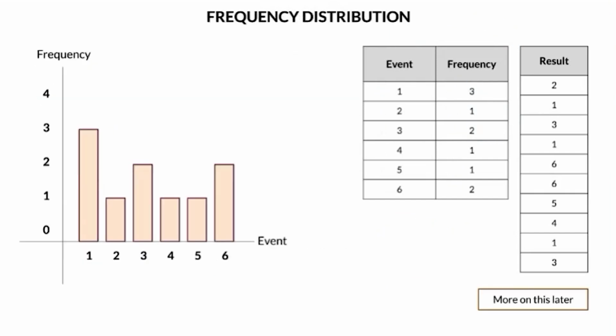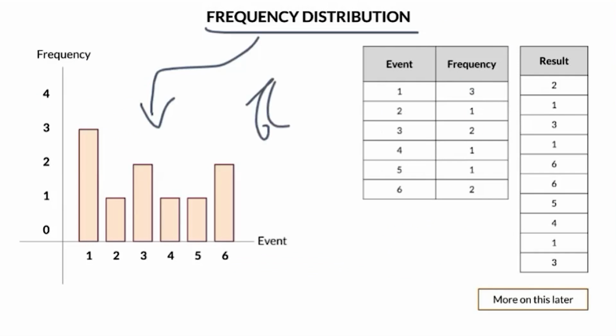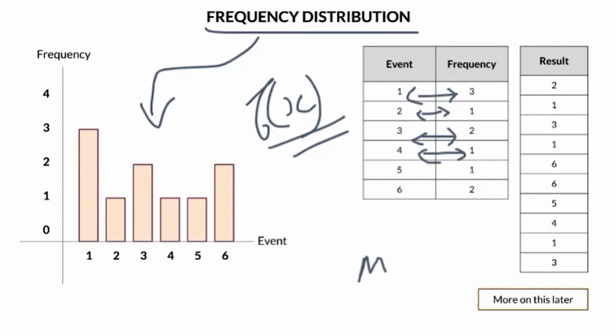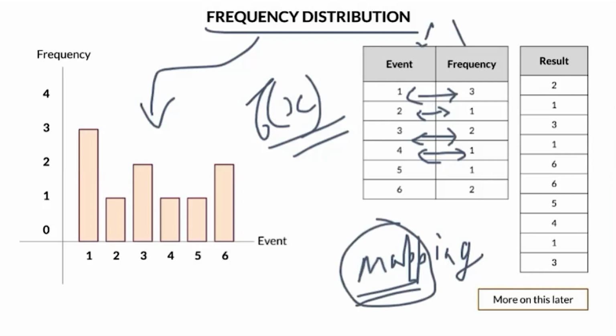Great. What's a frequency distribution? The word frequency distribution, most people think we are talking about this diagram. Technically speaking, we are talking about some kind of a function. Technically, we are talking about a map. In mathematics, the word function can also be interchanged with the word mapping. Some of you may remember that functions are also called maps. So when we say frequency distribution, we are essentially talking about a map between the event and the frequency.